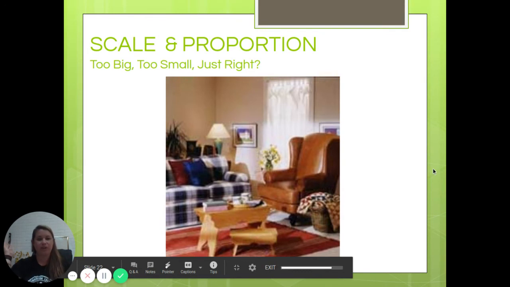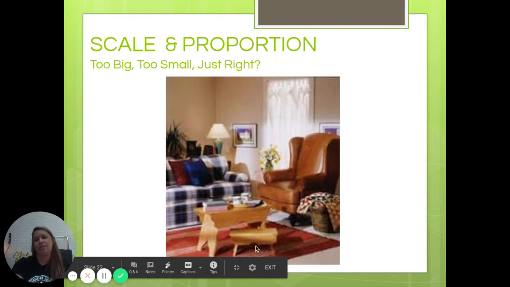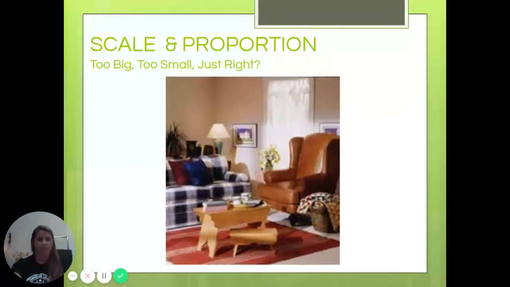Okay, so we have a series of pictures that we're going to go through, and it's going to ask you, is something too big, too small, or just right in this room? So in this case, we're looking at this coffee table. Is that too big, too small, or just right for the room? Hopefully you say too small.